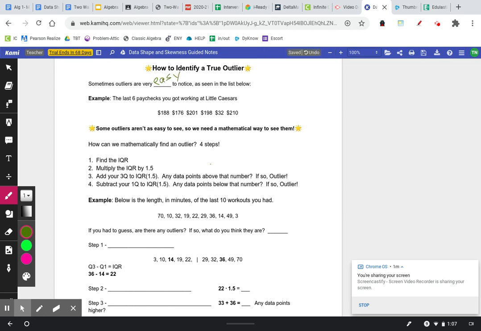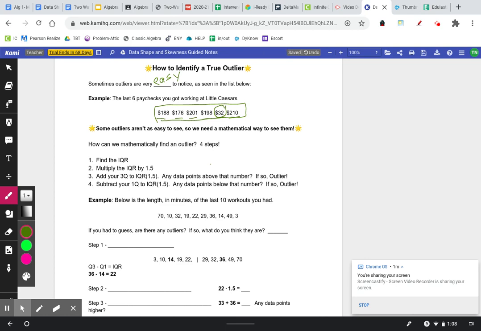Here it says the last 6 paychecks you got working at Little Caesars. Those paychecks were $188, $176, $201, $198, $32, and $210. Now, one of those numbers is very clearly an outlier to us. We say very clearly because this 32 is not even within, it looks like, $140 of our next closest paycheck. And besides 32, those other paychecks are within about $30 to $40 of each other.